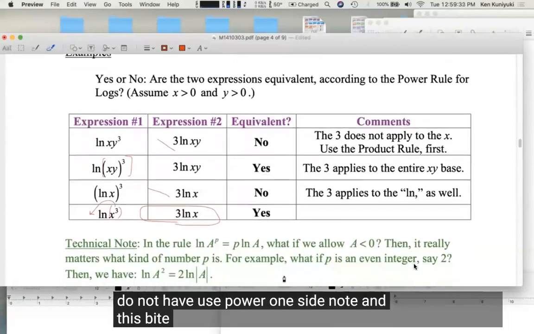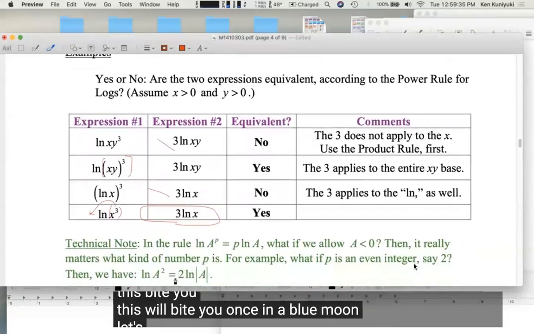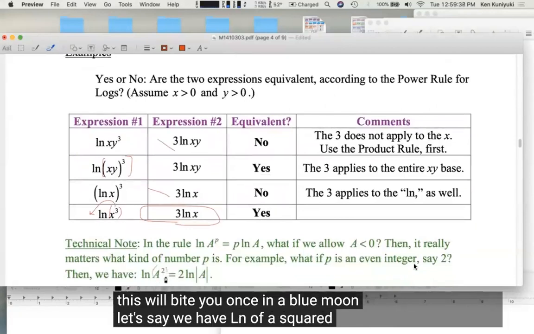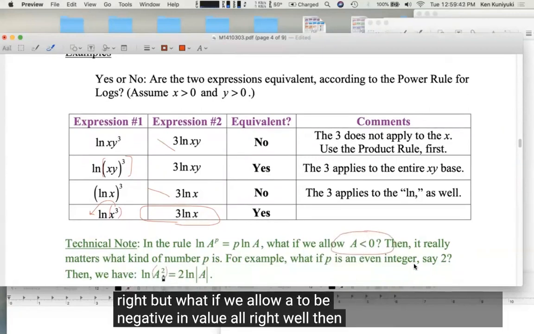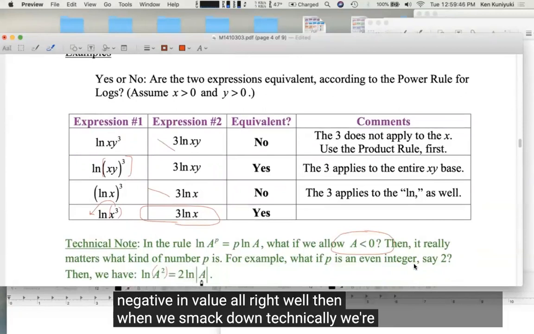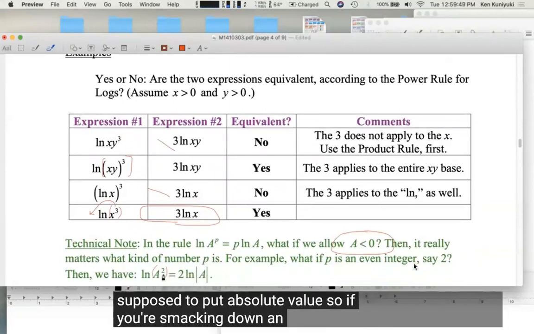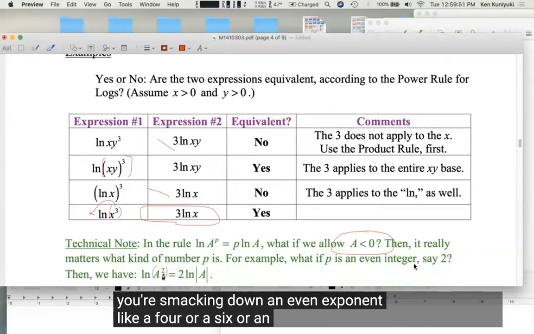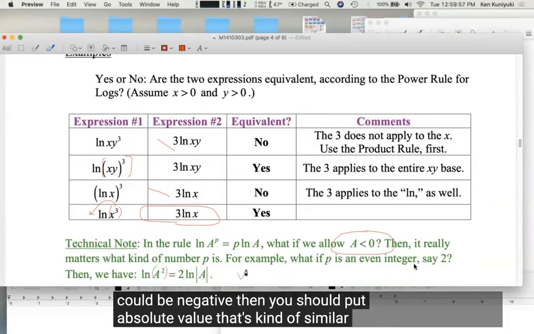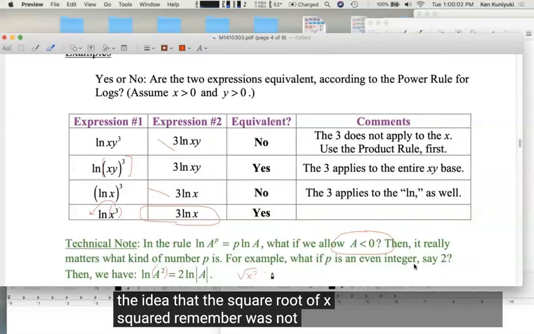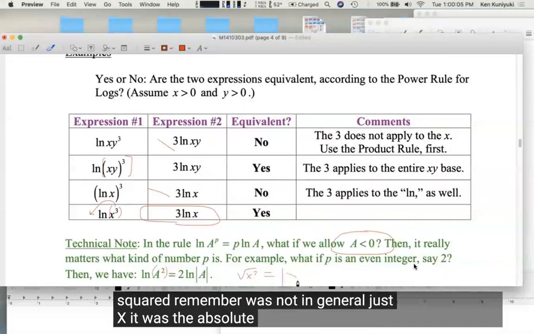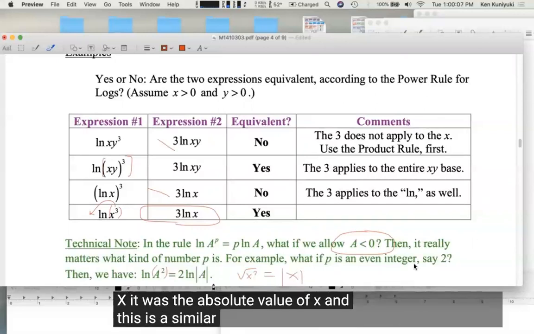One side note, and this will bite you once in a blue moon. Let's say we have ln of a squared, all right? But what if we allow a to be negative in value? Well, then when we smack down, technically, we're supposed to put absolute value. So if you're smacking down an even exponent, like a 4 or a 6 or an 8, and a could be negative, then you should put absolute value. That's kind of similar to the idea that the square root of x squared, remember, was not in general just x. It was the absolute value of x. And this is a similar idea. It may bite you once in a while.